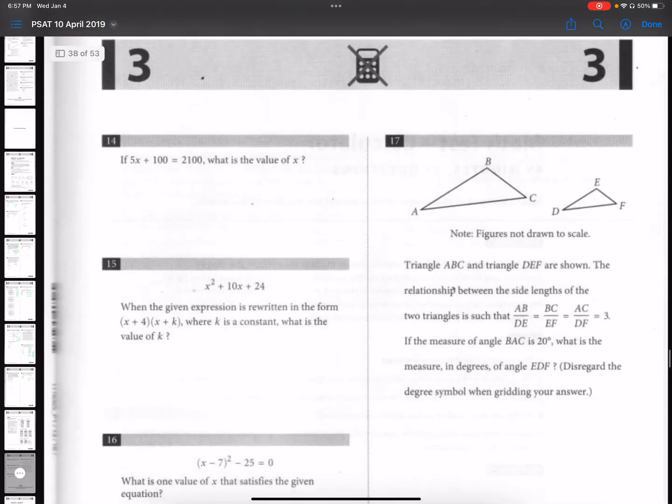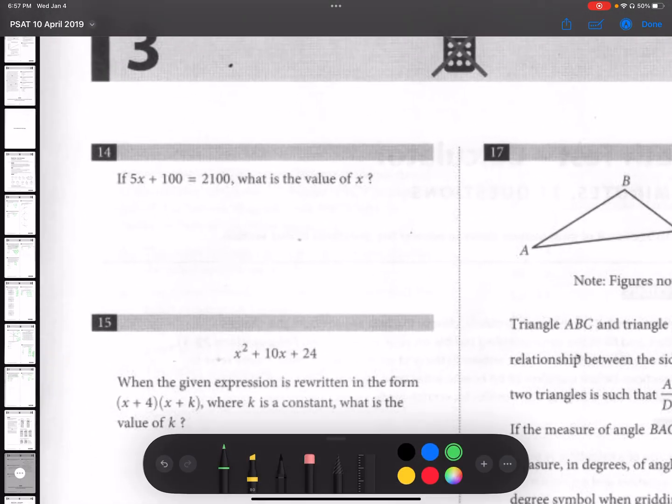Okay, number 14. If 5x plus 100 is equal to 2,100, what is the value of x? So 5x is equal to, take the 100 to the other side, we get 2,100 minus 100. So 5x is equal to 2,000, and x is equal to 2,000 divided by 5. That should give us 400. So that's our answer.